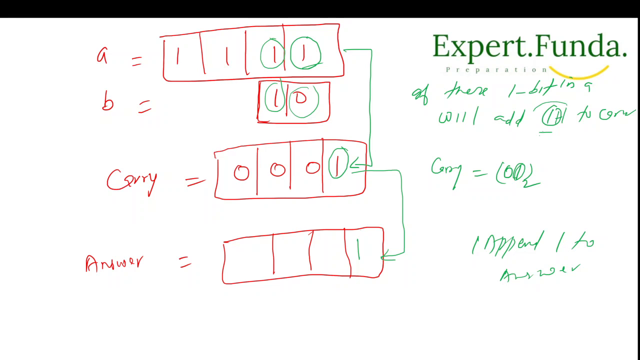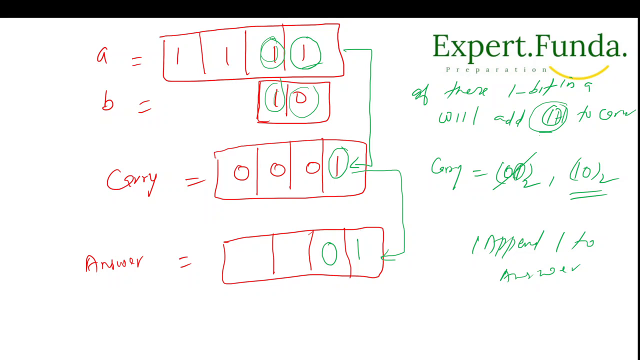If both A and B have 1, then 1 plus 1 becomes 1 0, carry is 1 0. So now we have 1 0, and what we will do is add 0 to the answer, and then move 1 to the next bit.